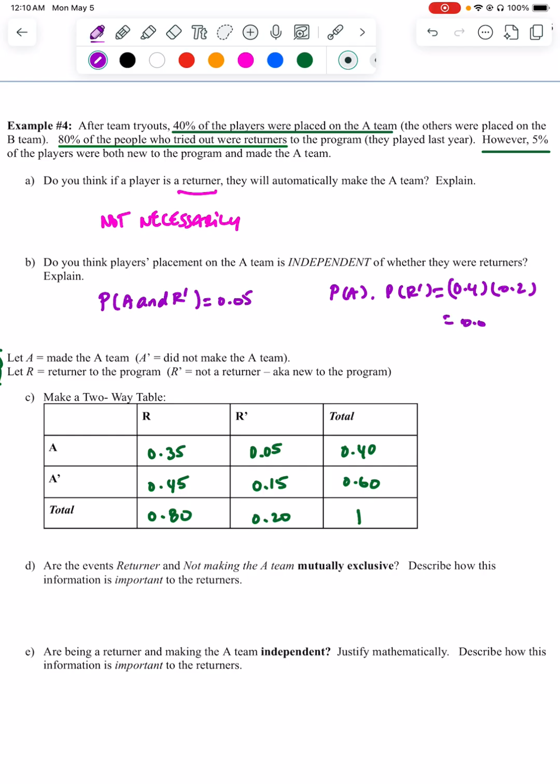You multiply those two together, you get 0.08. And this is not equal to 0.05, which is the probability of A and not R. So therefore, how do we say that? We would say not independent.